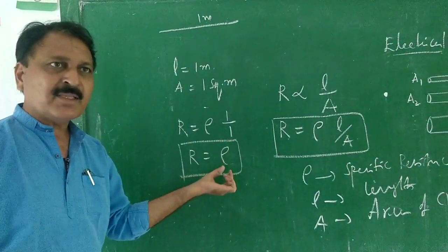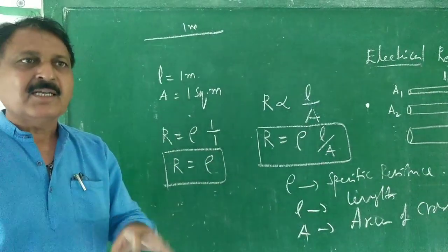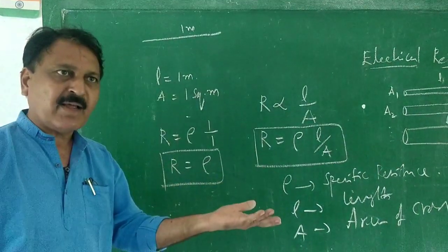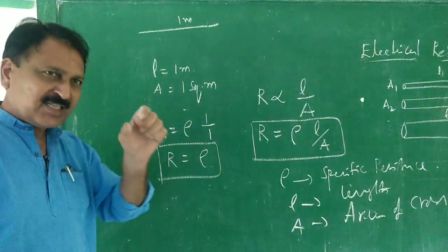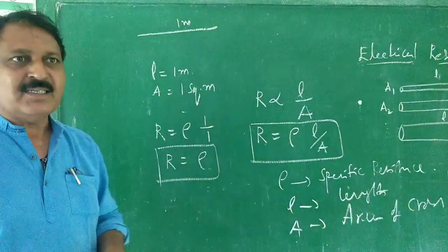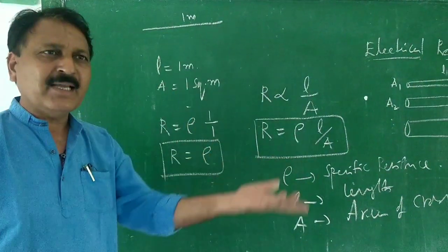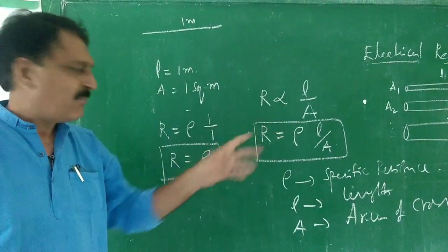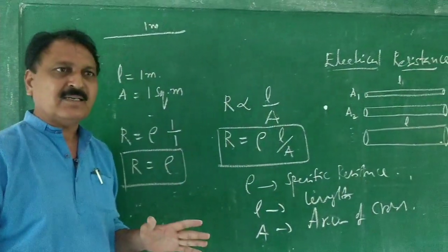It doesn't depend upon the area of cross section. It just depends upon the nature of the material. Copper will have a particular value of rho. Silver will have a particular value of rho. Gold will have a particular value of rho. Specific resistance is purely the property of the material, whereas resistance depends upon length, depends upon area, and depends upon so many things, temperature, other things also. But here, specific resistance is purely the property of the material.